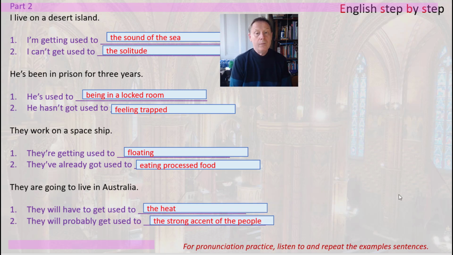So, there you have possible answers to finish these sentences. And of course, you can think of your own answers, your own ways of finishing these sentences.